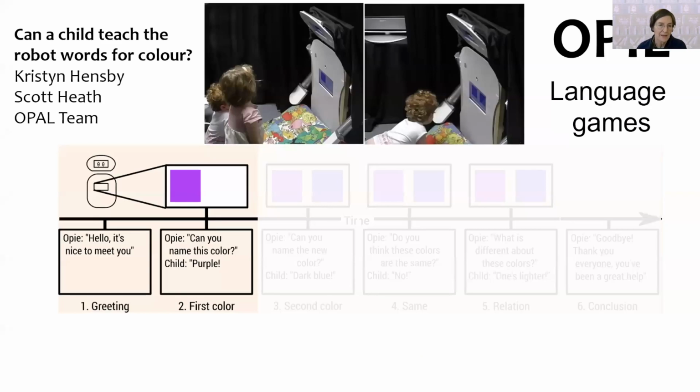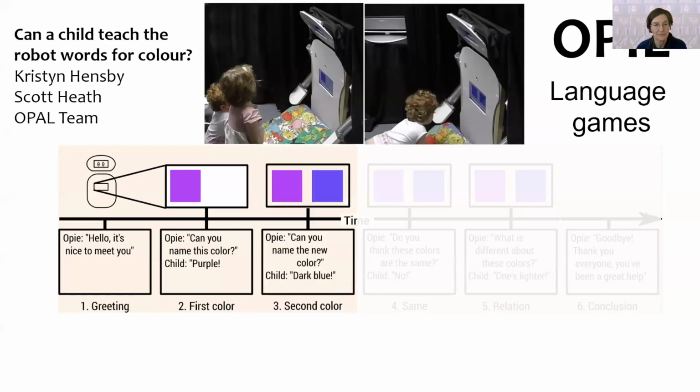Okay, so here's a color game. The question is not, can the robot teach the child, but the robot learns from the child. So the robot says, hello, it's nice to meet you. The robot's name is Opie. Can you name this color? And the child will name the color. In this case, the child will say purple. Can you name the new color?